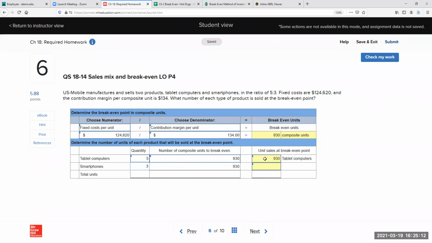So now you have to multiply. 5 times 930 is 4650. Just let me enter that. And then 3 times 930 is 2790. So there's my total units. So 5 to 3 is 8. Here's my composite units. For every 5 of those, it sells 3 of those. The composite unit for 8 units has a contribution margin per unit of the $134 right there.